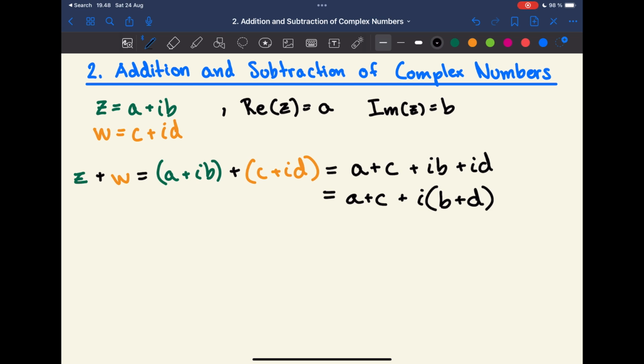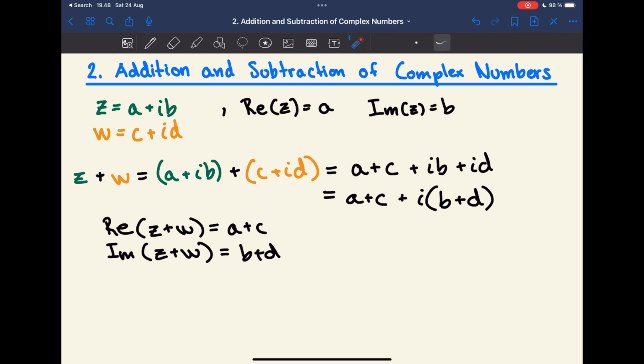So if we had to say what is the real part of the new complex number c plus w, then the real part would simply be a plus c, and the imaginary part of our new complex number c plus w would of course be b plus d, because it's simply what we multiply with the i here. That's our imaginary part. So pretty easy, we just add the real parts and add the imaginary parts, and that's how you add complex numbers.